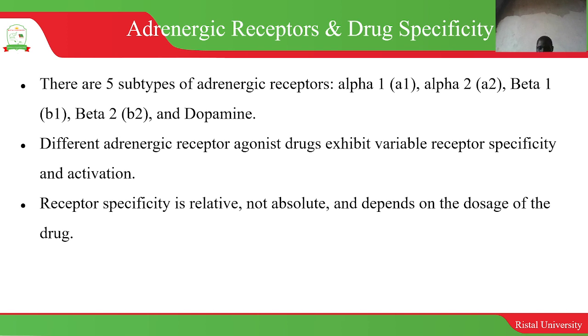Adrenergic receptor and drug specificity. We said there are 5 subtypes of adrenergic receptors. We have alpha 1, alpha 2, beta 1, beta 2, and then the dopamine. All these are adrenergic receptors. Different adrenergic receptor agonist drugs exhibit variable receptor specificity and activation. Receptor specificity is relative but not absolute and depends on the dosage of the drug administered.